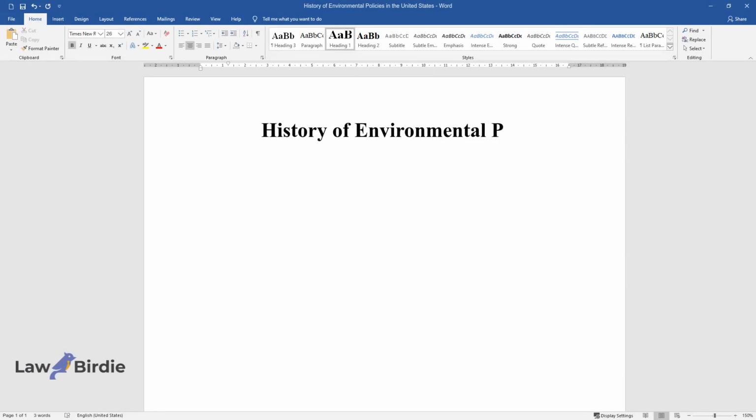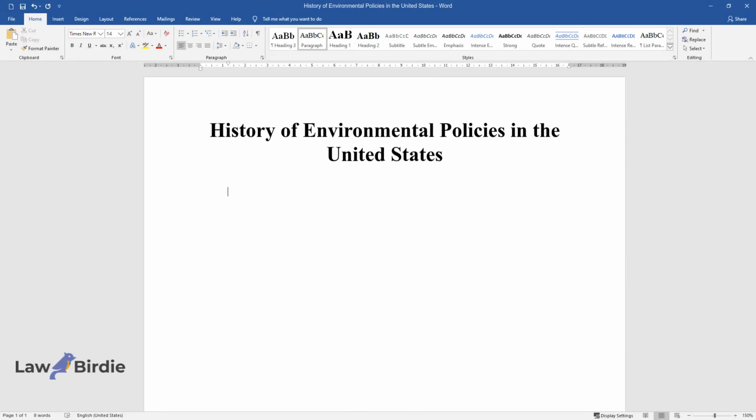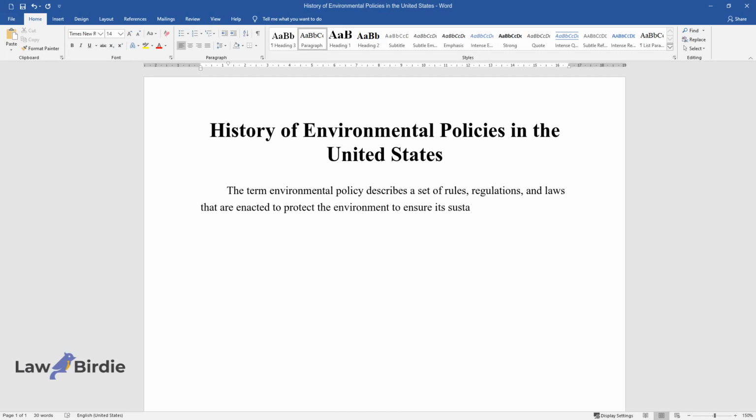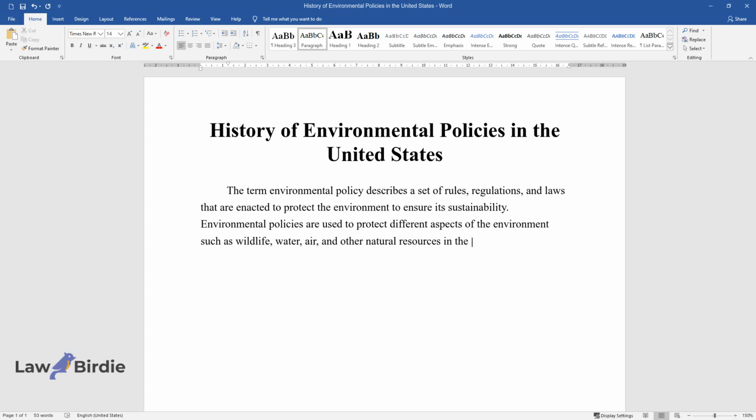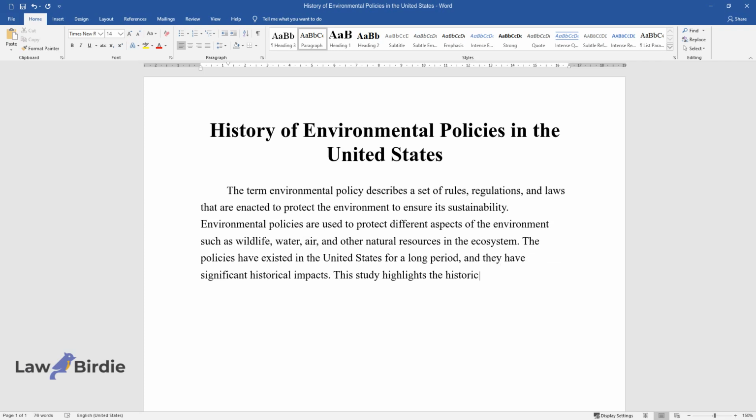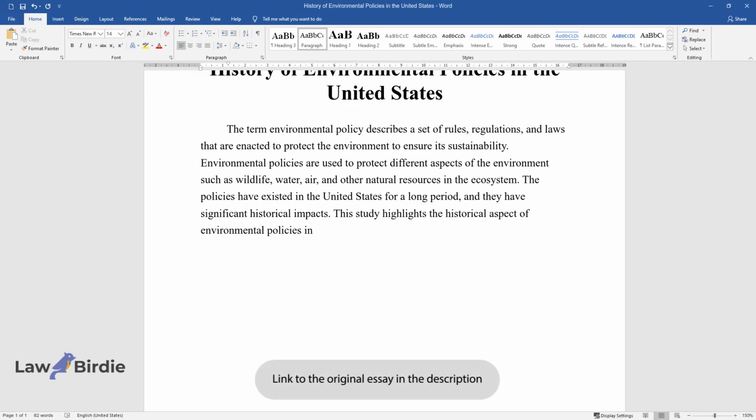History of environmental policies in the United States. The term environmental policy describes a set of rules, regulations, and laws that are enacted to protect the environment to ensure its sustainability. Environmental policies are used to protect different aspects of the environment such as wildlife, water, air, and other natural resources in the ecosystem. The policies have existed in the United States for a long period, and they have significant historical impacts. This study highlights the historical aspect of environmental policies in the United States.